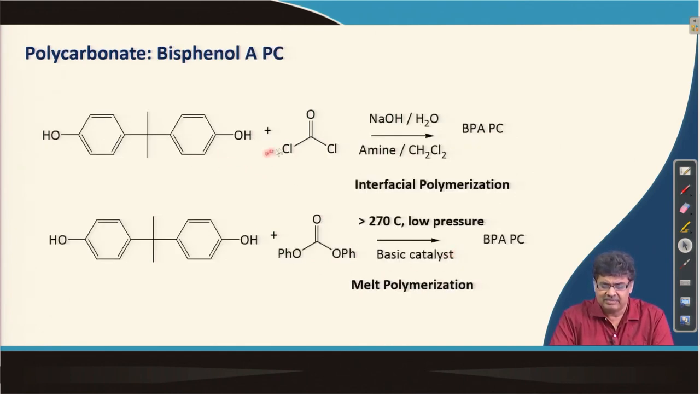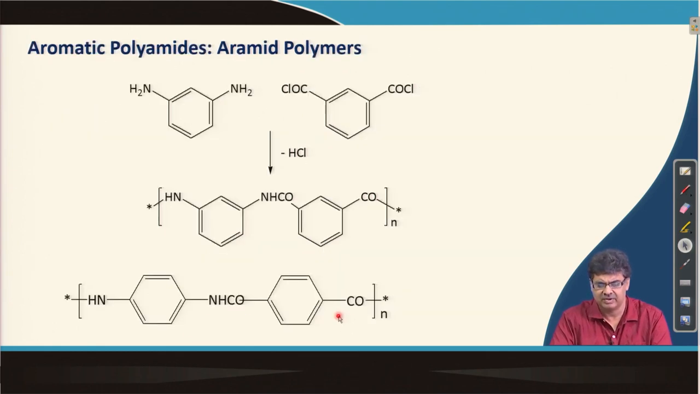Similarly, bisphenol A polycarbonate, as I gave the example in the last slide, is typically made either by melt polymerization, reacting bisphenol A with diphenyl carbonate, or by interfacial polymerization, reacting bisphenol A with phosgene. The trade names by which polycarbonate is sold are Lexan, Macrolon, and so on.